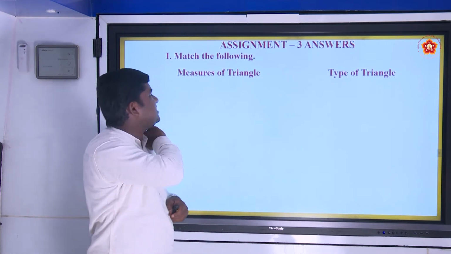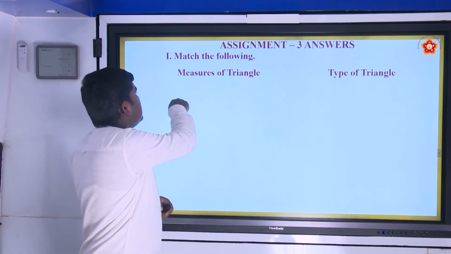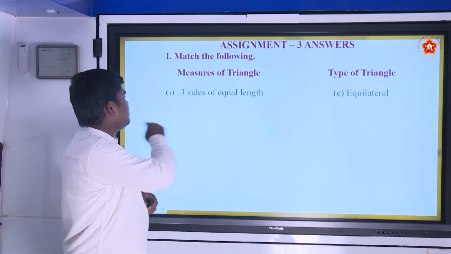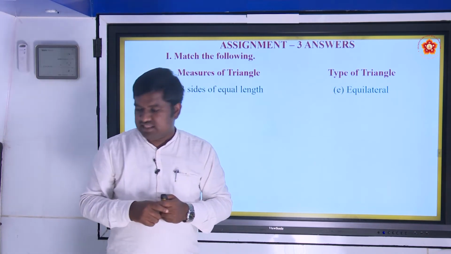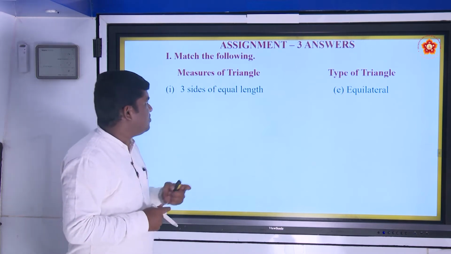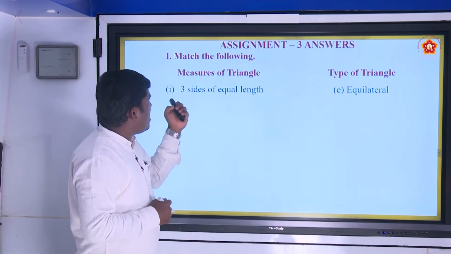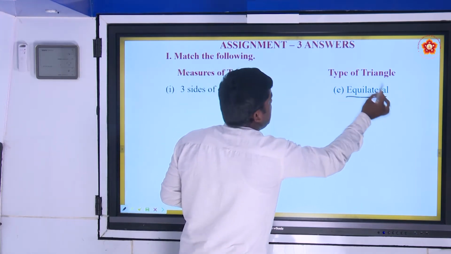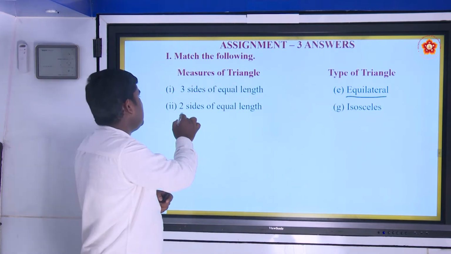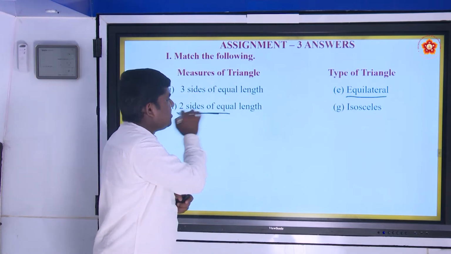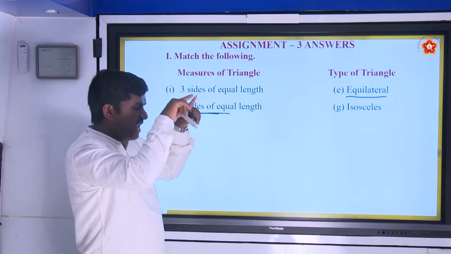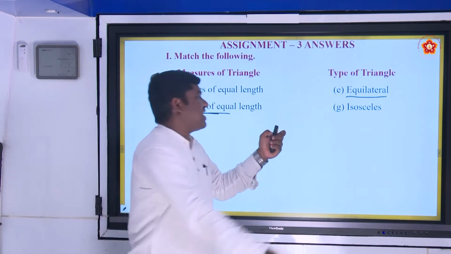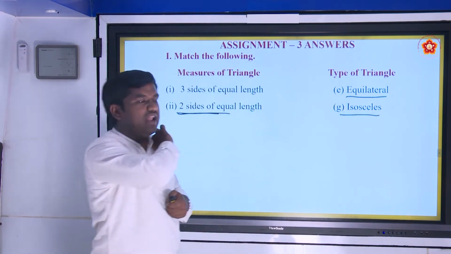First question, match the following. Here, the measure of the triangle on the left, and the type of triangle on the right. First one, three sides of equal length. In a triangle, you know that three sides are there. If all three sides are equal, then that type of triangle is an equilateral triangle. Next, second one, two sides of equal length. Among three sides, two sides are equal, then that type of triangle is an isosceles triangle.